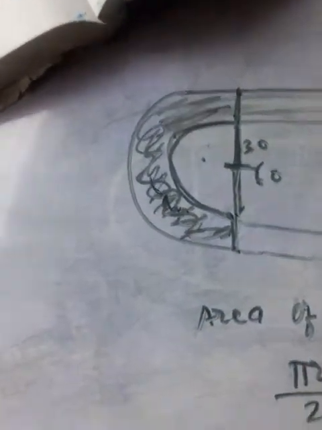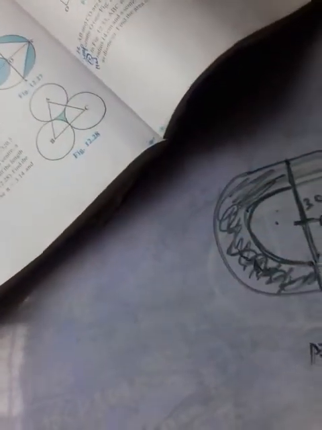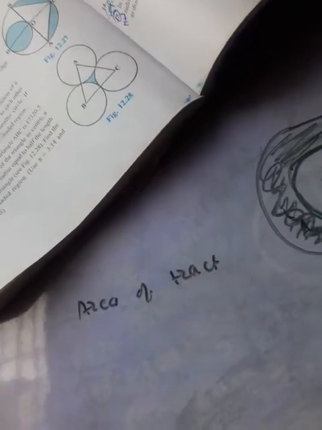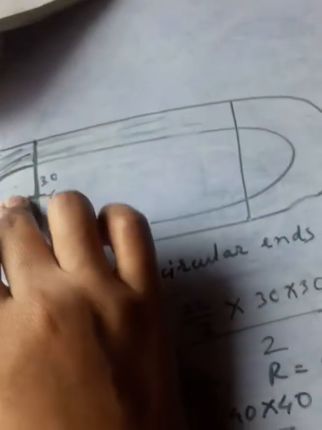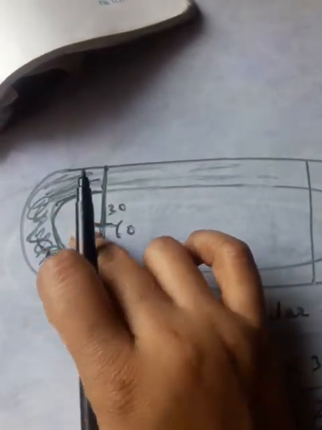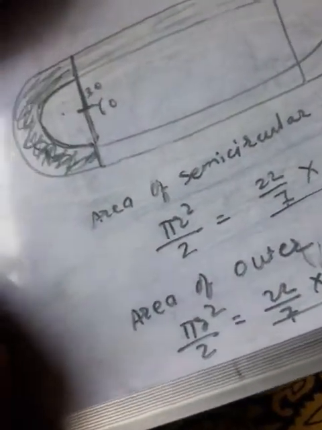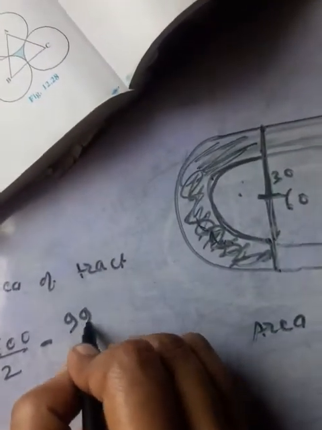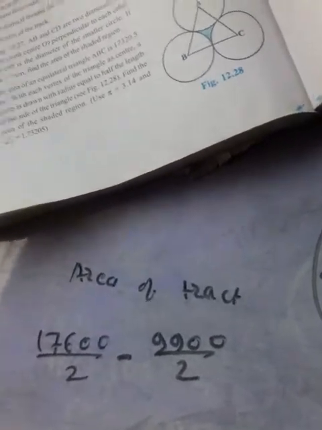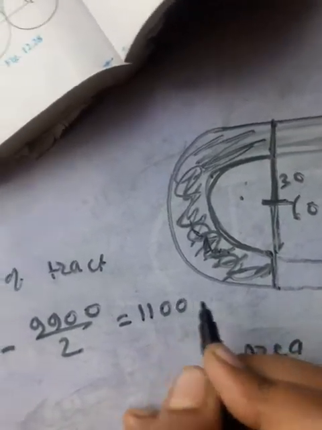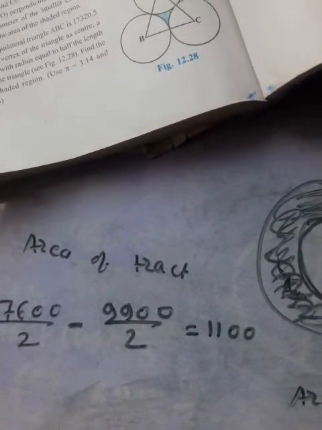Now the area is 17600 by 2. Here we are finding the area of this shaded portion, the area of the track in the semicircular end. So subtract the area of the inner semicircular end from the outer semicircular end, and you will get the area of this track. So 17600 by 2 minus 9900 by 2. So you will get the area of the track between the semicircles, that is 1100 meter square.